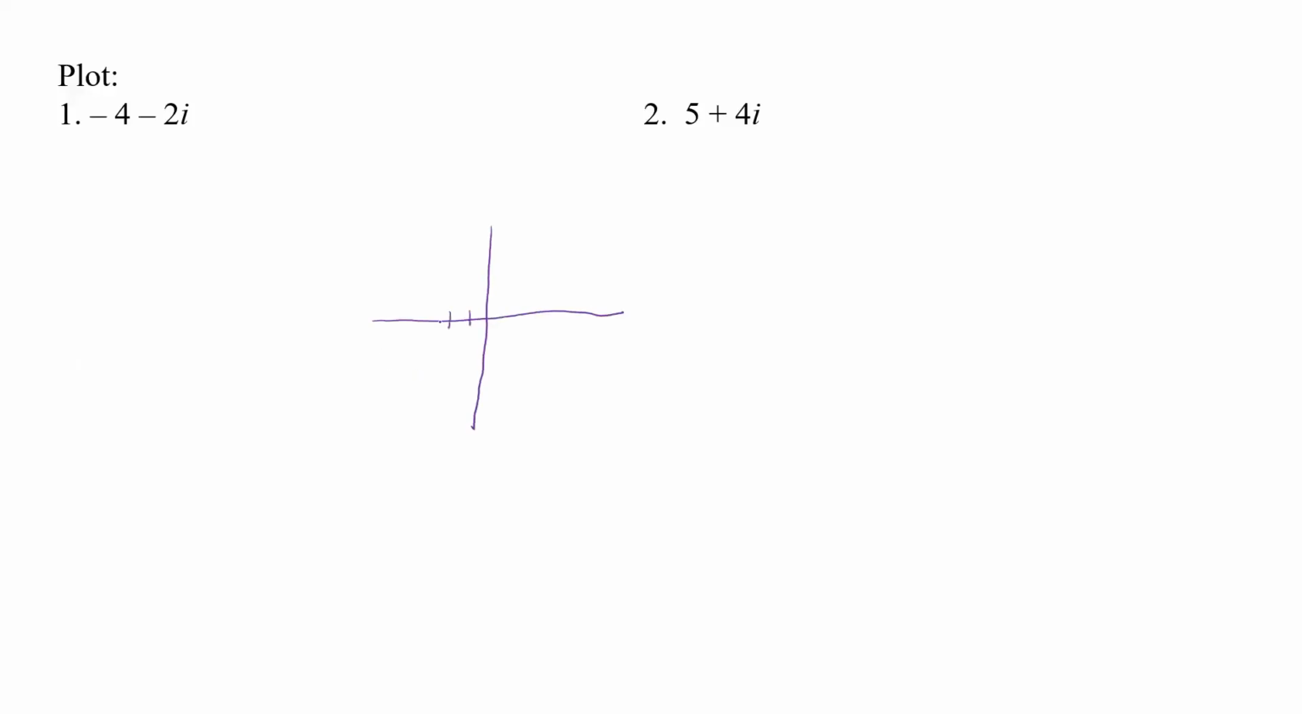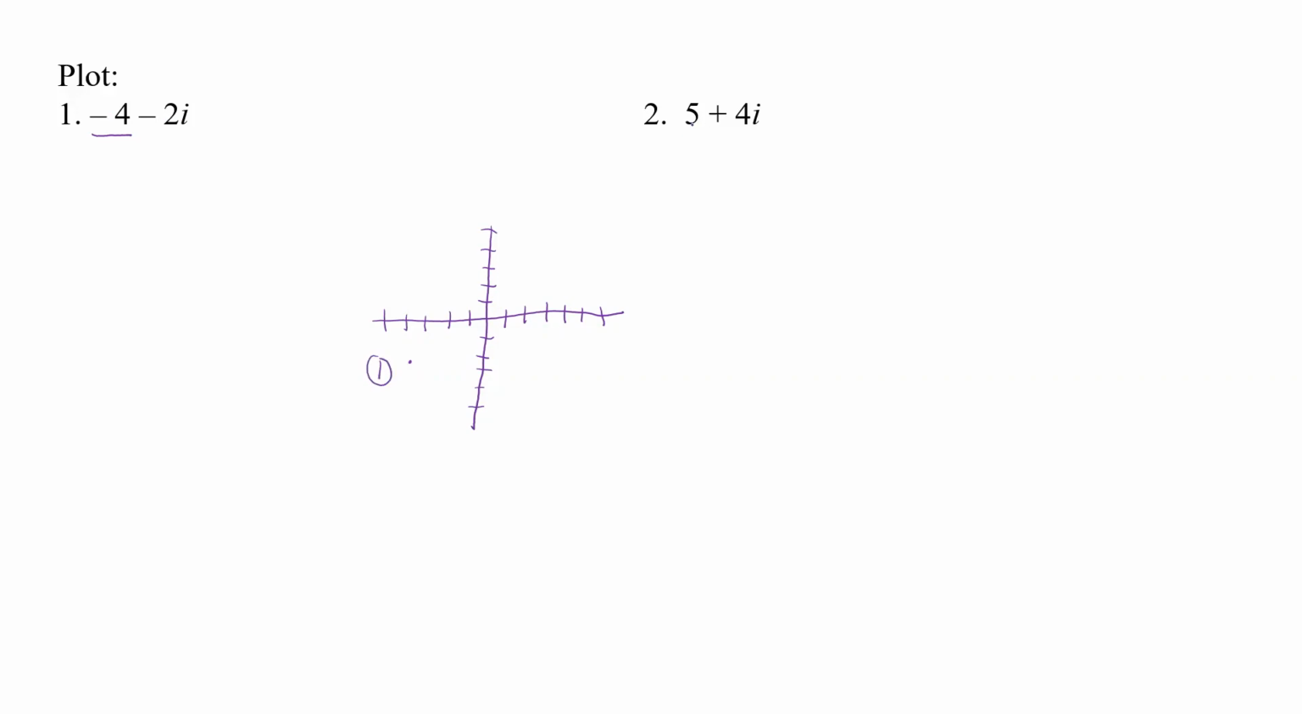And so again, for your real part, you're going to go so many to the left and so many to the right, however far you want to go. And same with the imaginary part, you're going to go up and down, however many it is. So if we want to plot this first, the real part says we're going to go left 4. So we're going to go 1, 2, 3, 4. And then the imaginary part says it's negative 2. So we're going to go down 1, 2. And so that would be our point, the negative 4, negative 2i. So if we call that, that's going to be our point 1.